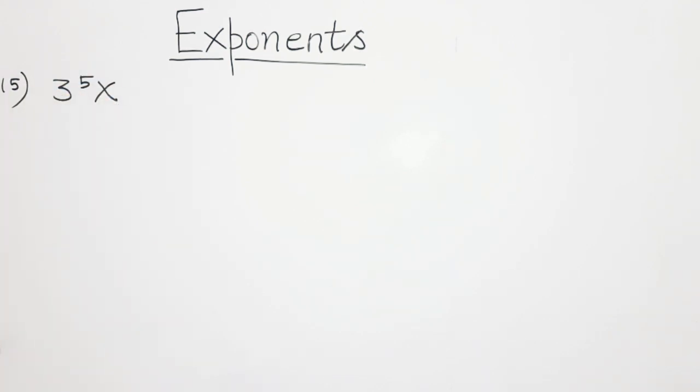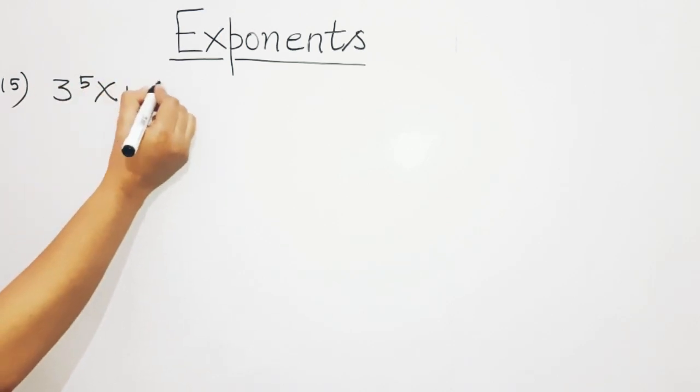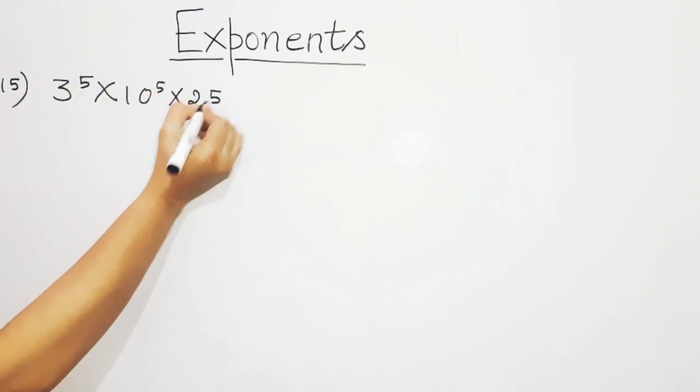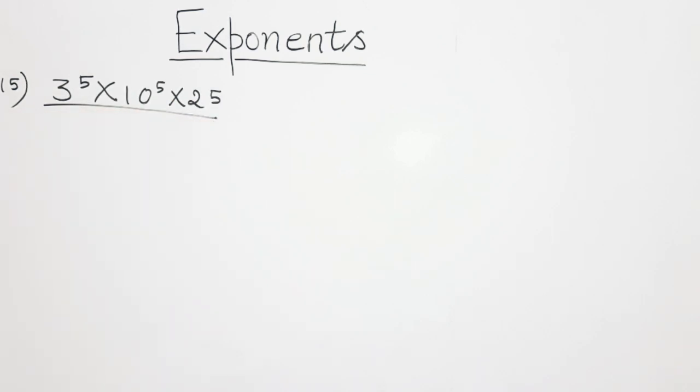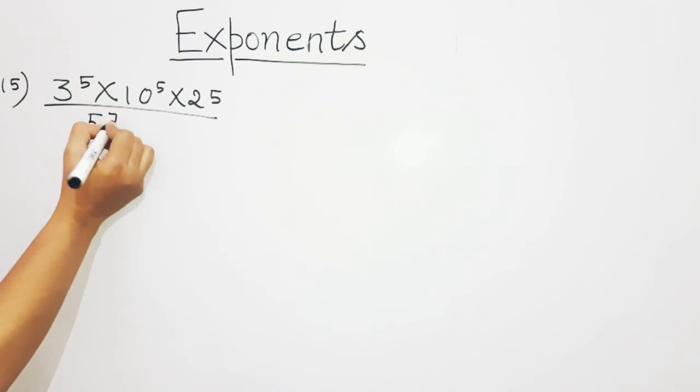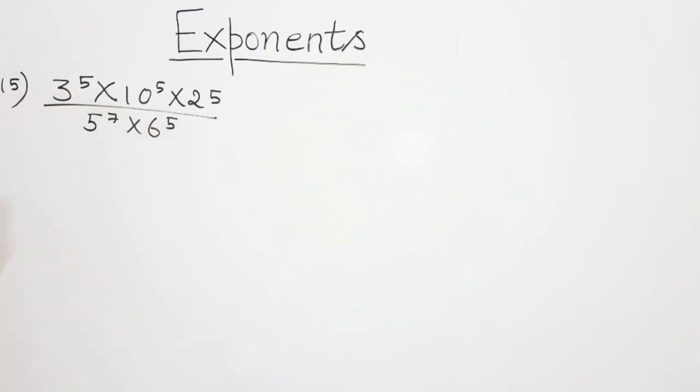So this question is 3 to the power of 5 multiplied by 10 to the power of 5 multiplied by 25, upon 5 to the power of 7 multiplied by 6 to the power of 5. This is the question. Now what we have to do?